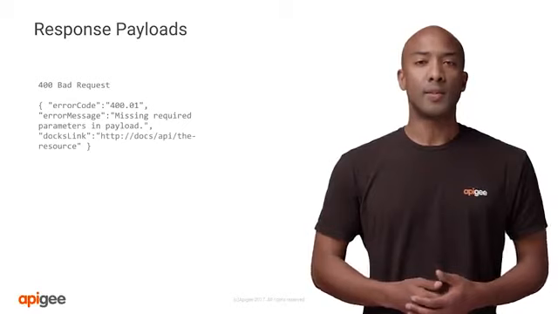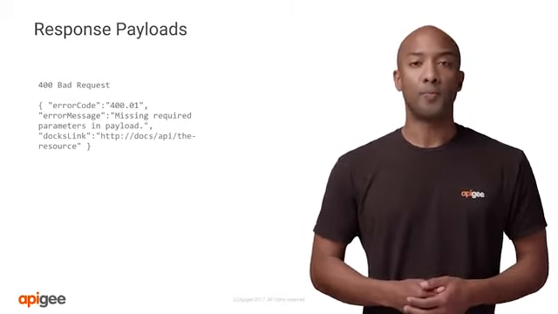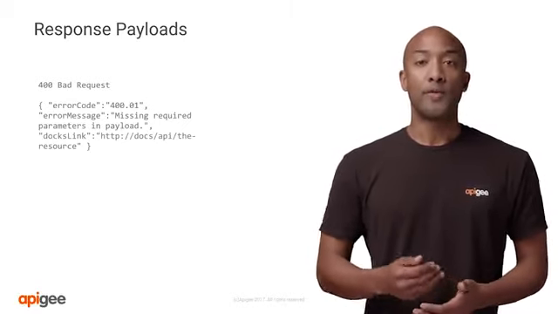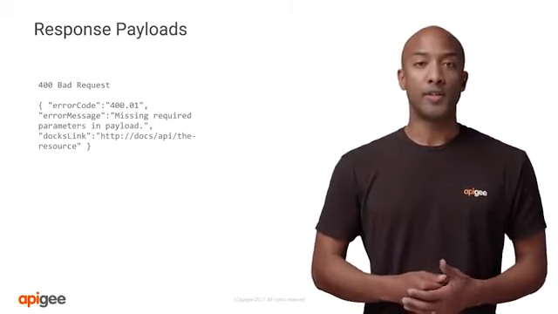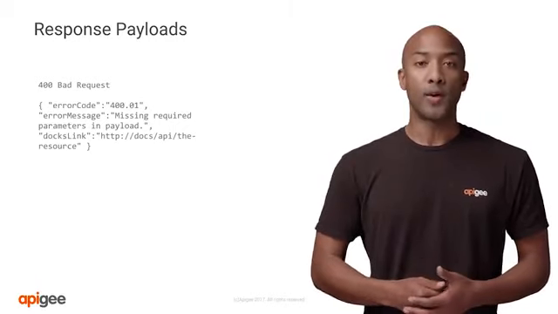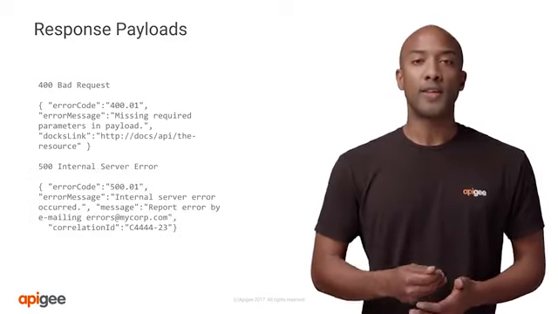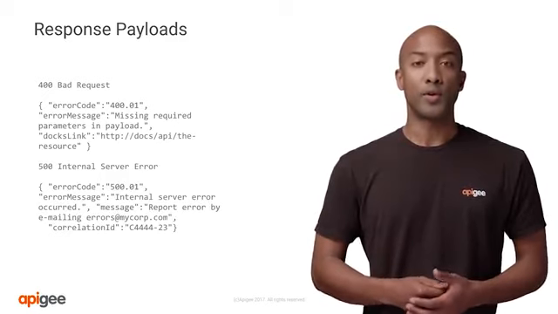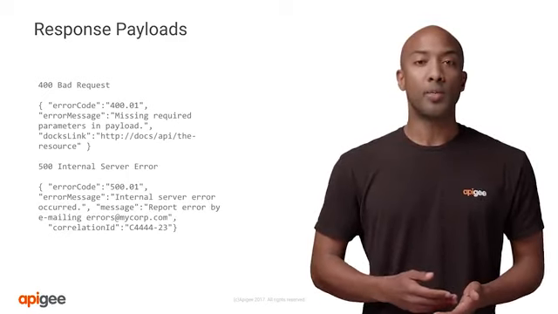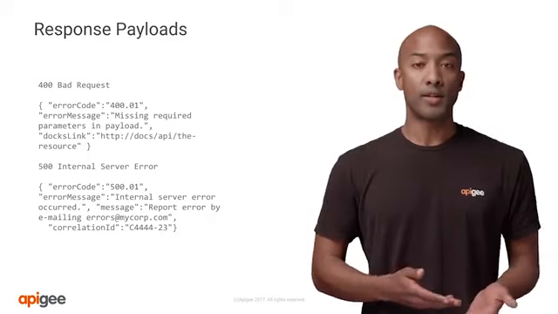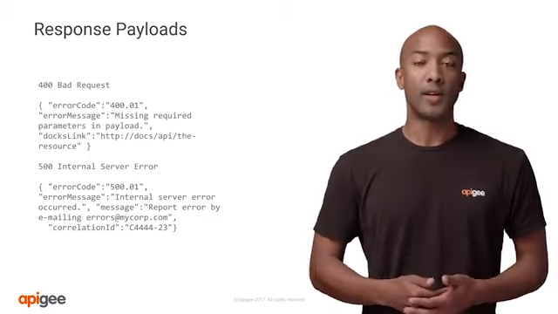Now let's take a look at some alternative error messages. In the first example, a 400 bad request is returned as the HTTP status code, a helpful error message, and a link to documentation so the developer can obtain more details. The second example returns a 500 internal server error, but the response payload provides instructions for the developer to contact support, and it also lists a correlation ID.